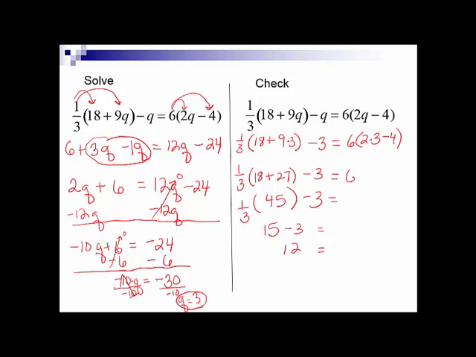So let's take a look. This is 6, and then within parentheses, 2 times 3 is 6 minus 4.